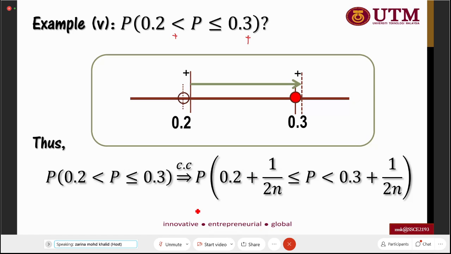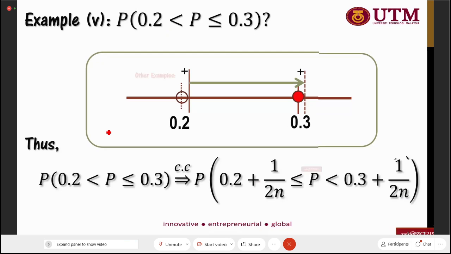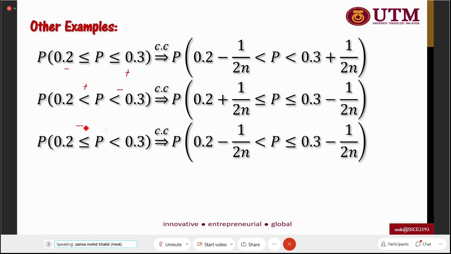And also the last one, here you want to include 0.2, so you have to minus, you start from a value below 0.2 so that 0.2 is included, but you have to stop just before 0.3, so you stop at a value lower than 0.3, so you have minus. Okay? So you can have many other combinations.